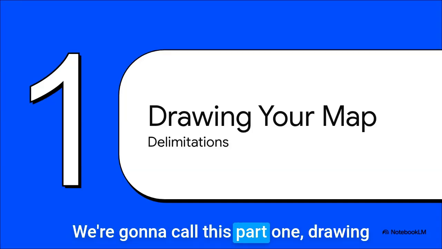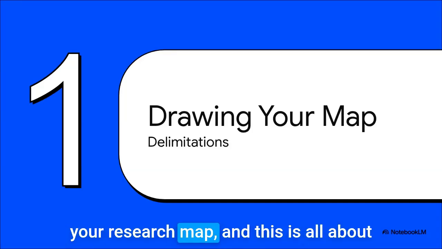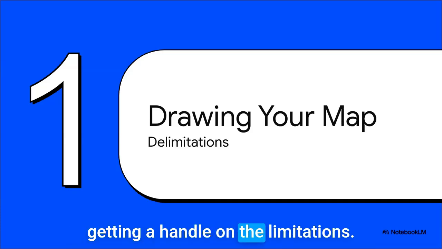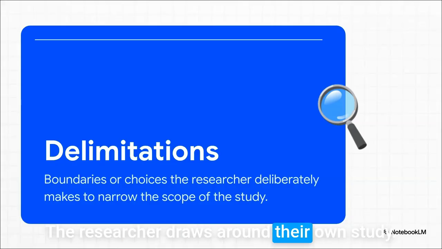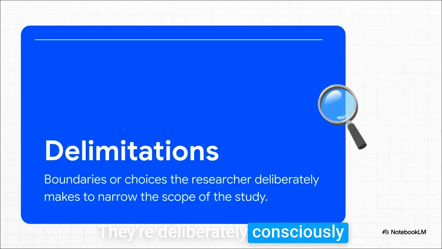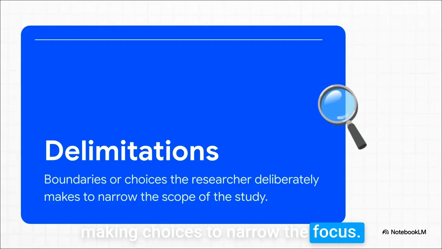We're going to call this Part 1, Drawing Your Research Map. And this is all about getting a handle on delimitations. So what are delimitations? Simply put, they're the boundaries the researcher draws around their own study. They're deliberately, consciously making choices to narrow the focus. The whole point is to make the project manageable and super specific. The key here is that this is all by design.